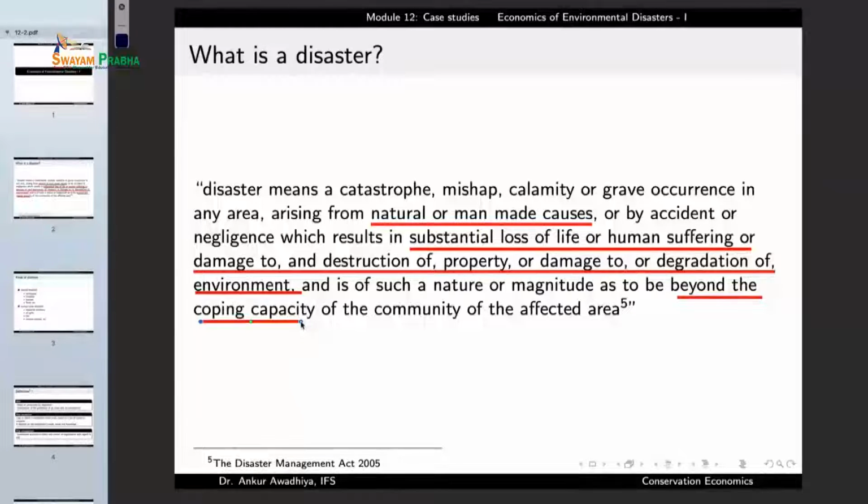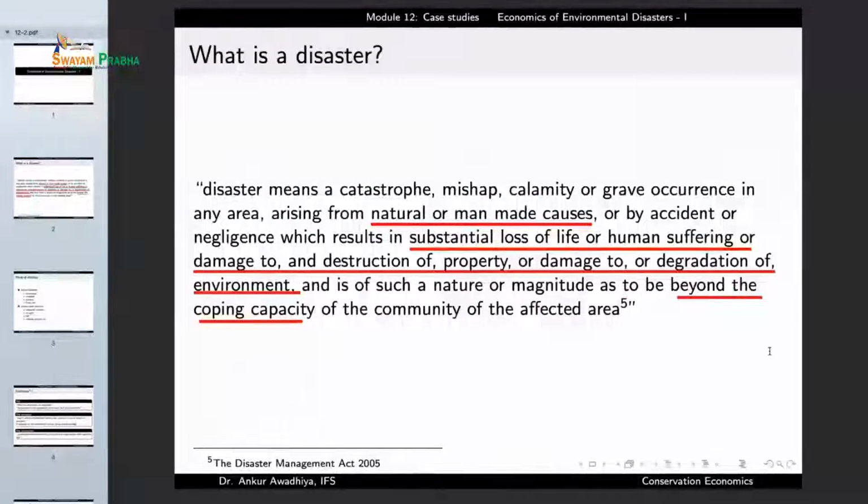So what it means is that a disaster is something that is a grave occurrence in any area, and it may occur because of natural causes or man-made causes. So we can have natural disasters or we can have man-made disasters. Good examples of natural disasters are things like floods or hurricanes or volcanic eruptions. Good examples of man-made disasters are industrial disasters. So you can have natural disasters or man-made disasters, and disasters may also be caused by accident or negligence.